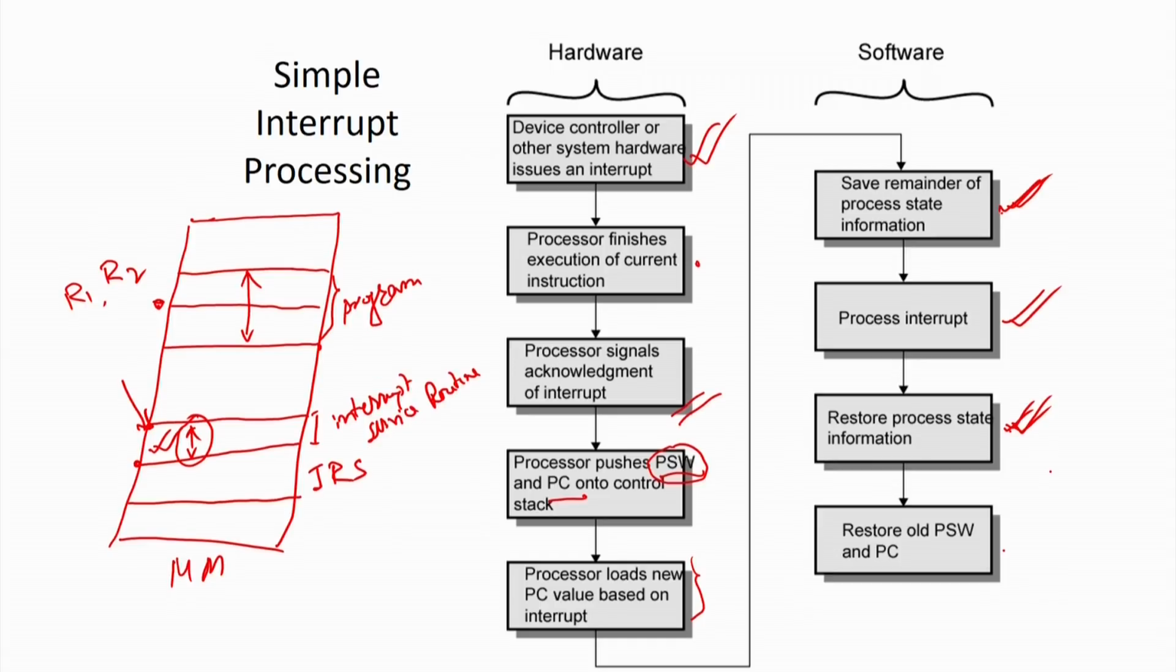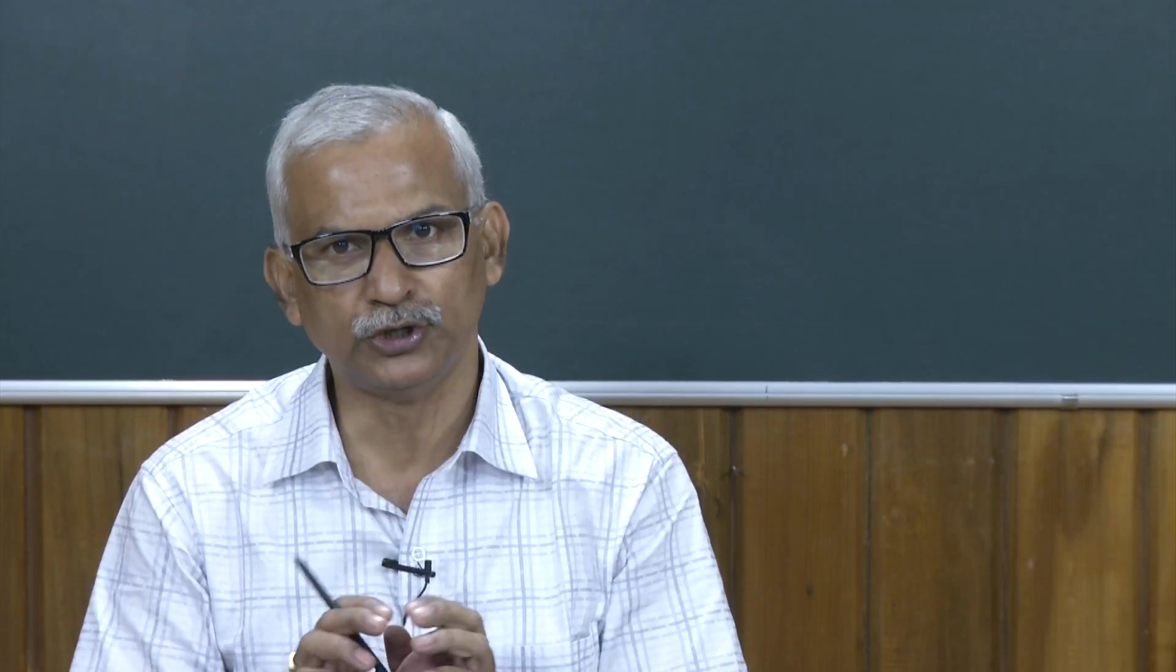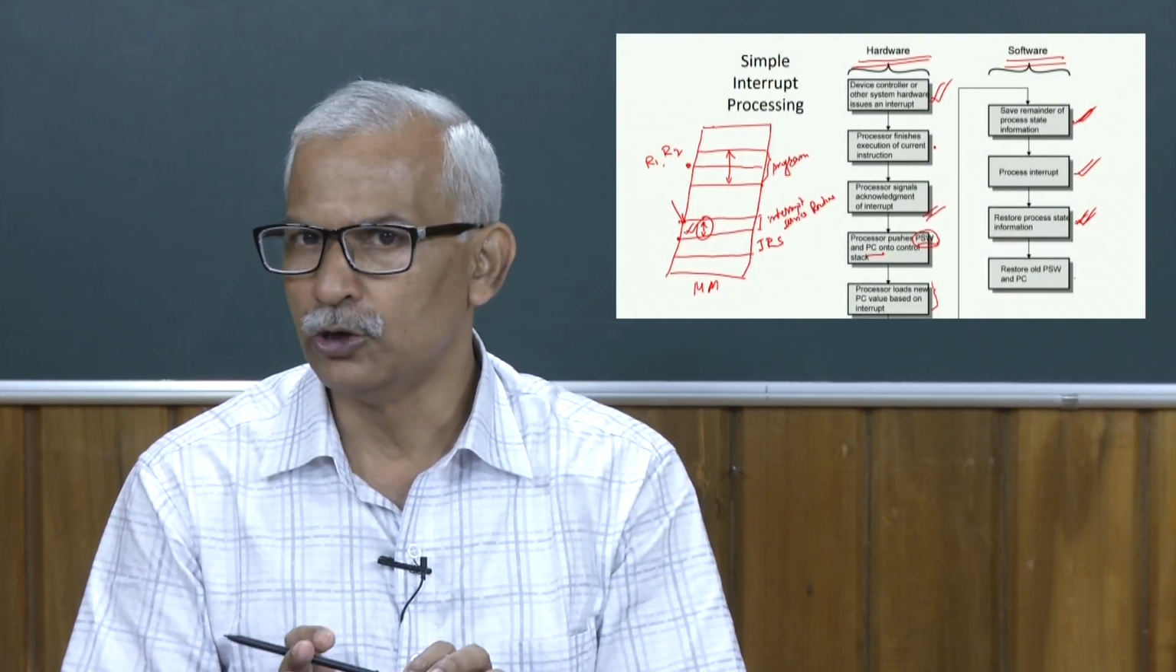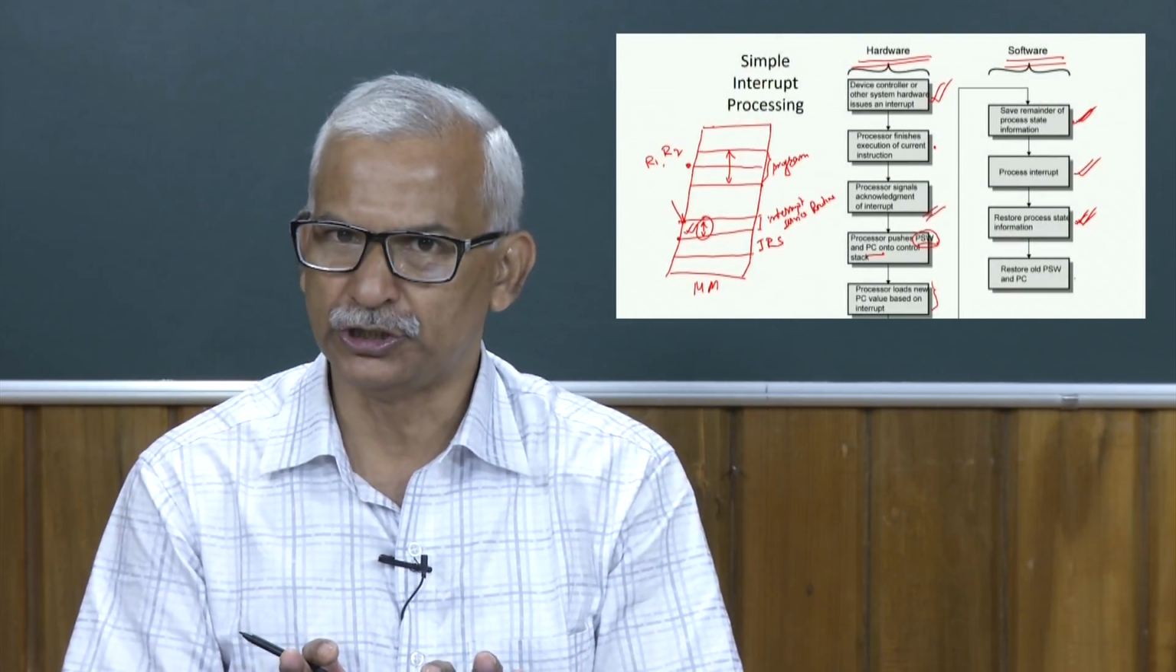Now, you just see that here it is mentioned that something is written as hardware and something as software. That means some portion we are going to do at the hardware level. That means, when we design the instruction, we are going to put everything into the processor itself.